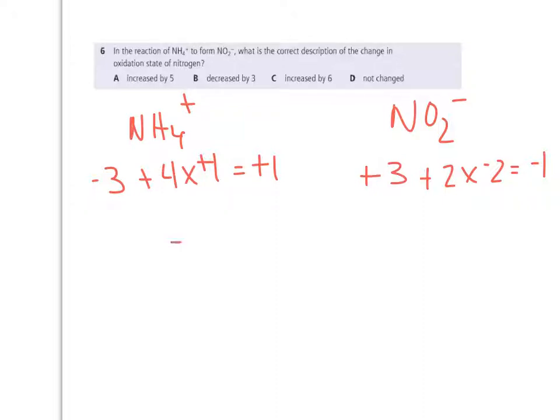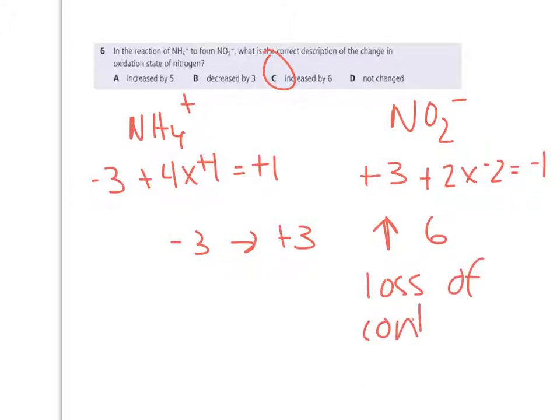So if I go from -3 to +3, that's an increase of 6. So letter C would be my correct choice. It's important to remember, though, even though the oxidation number is increasing by 6, it's actually a loss of control over 6 electrons.